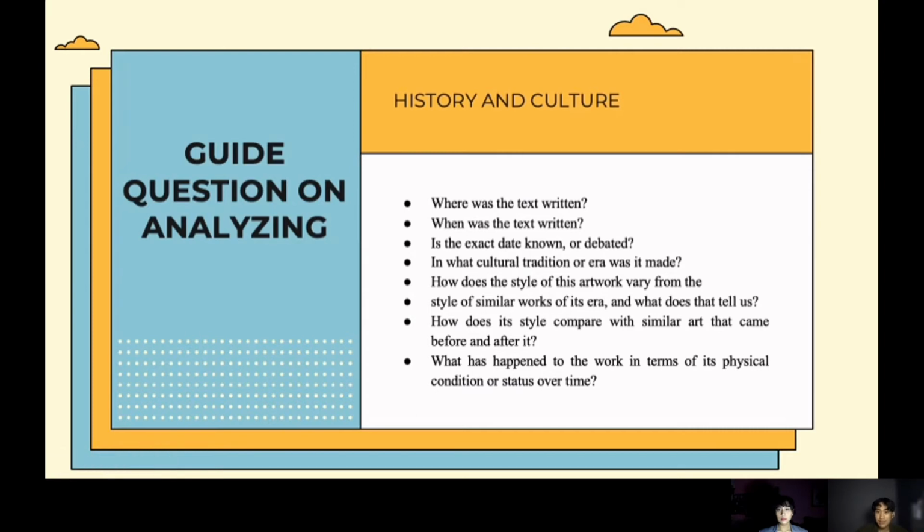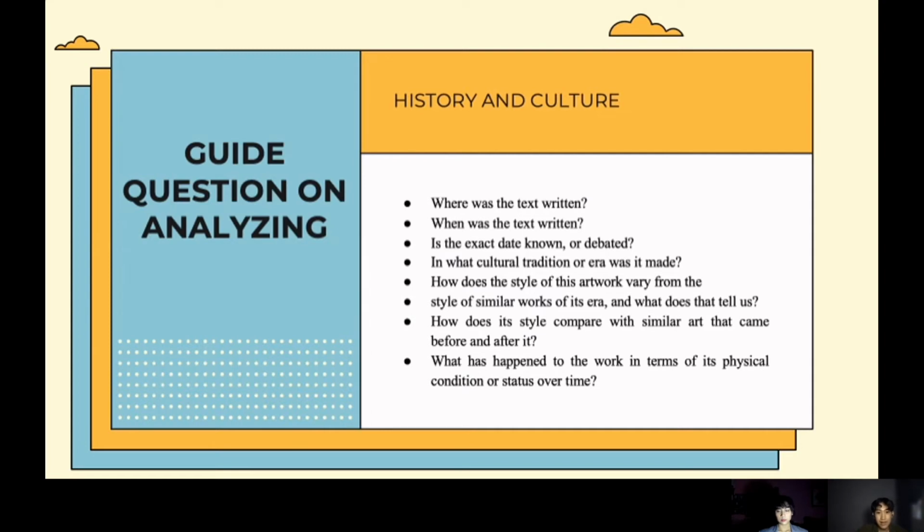First, where was the text written? When was the text written? Is the exact date known or debated? In what cultural tradition or era was it made? How does the style of this artwork vary from the style of similar works of its era, and what does that tell us?